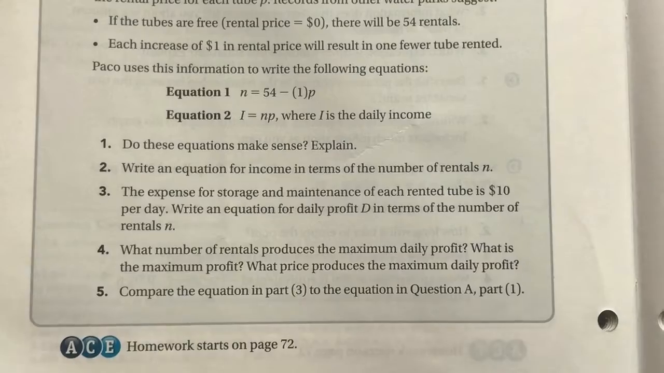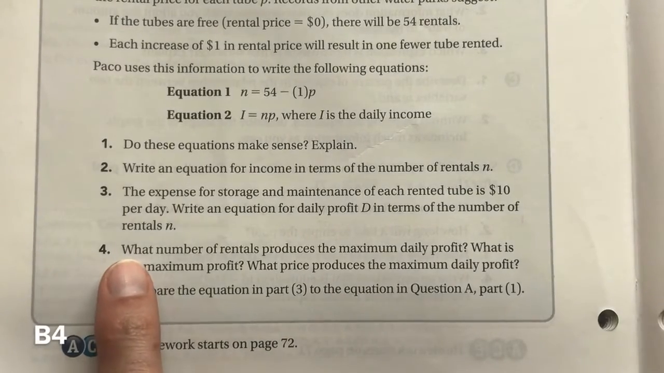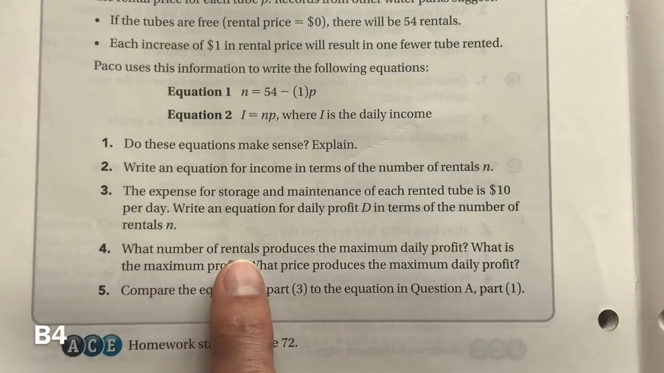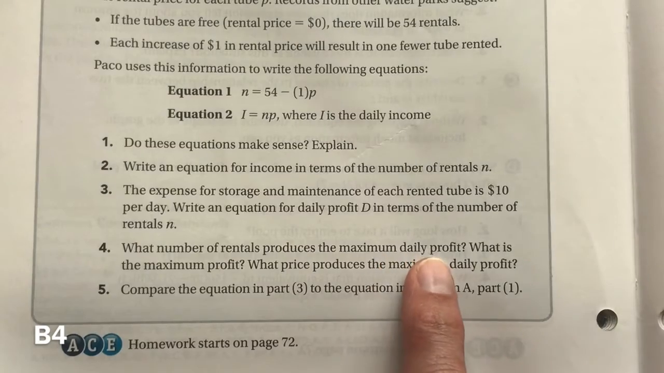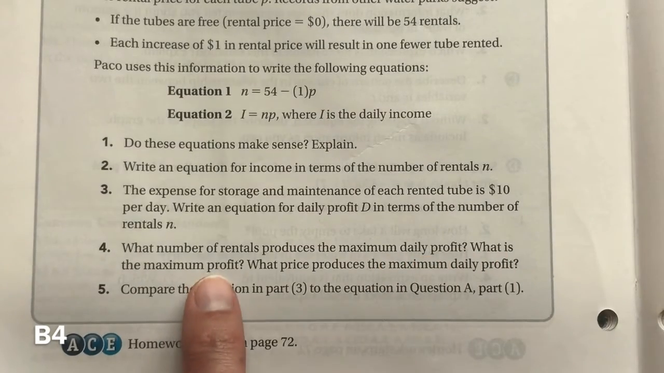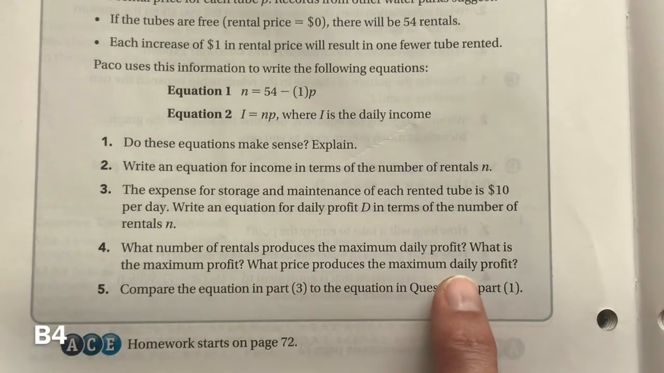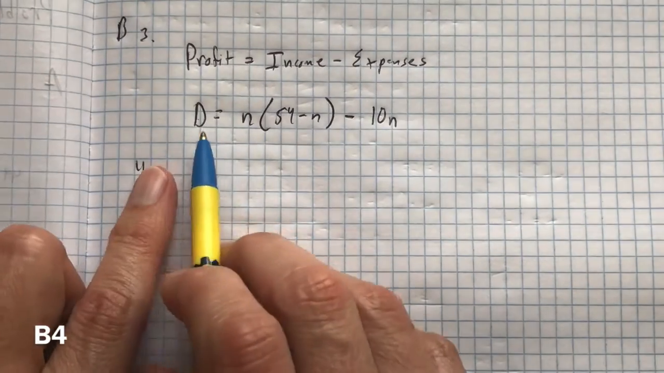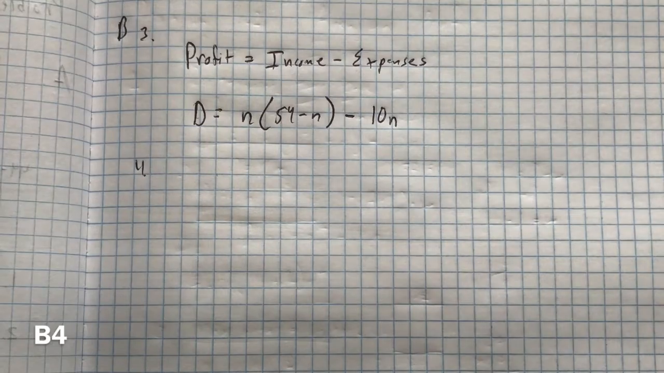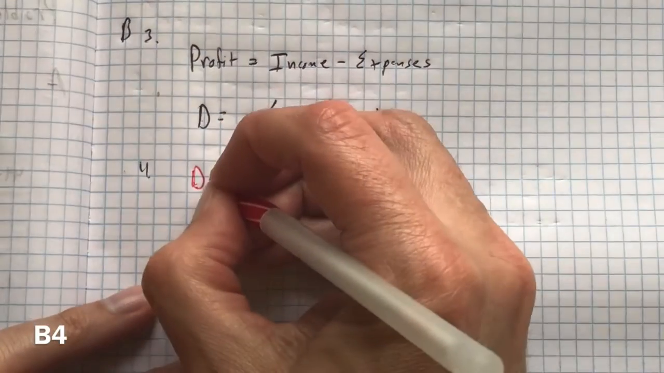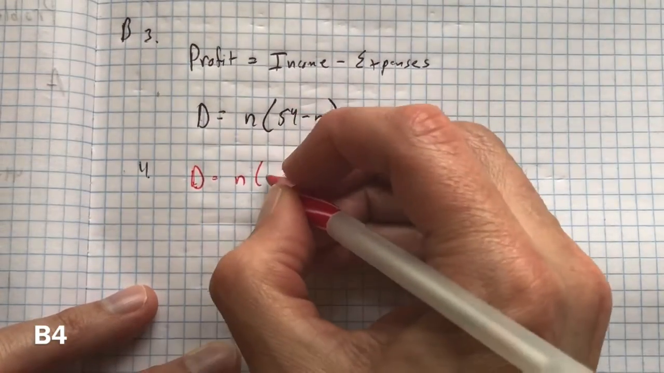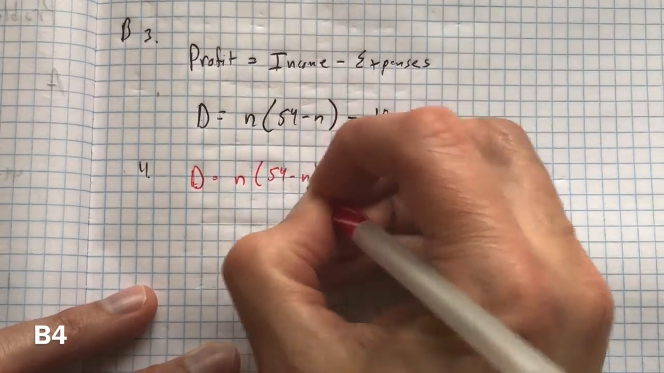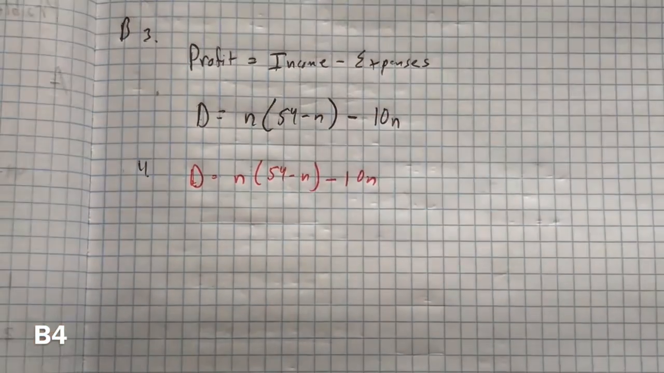All right, so part 4. What number of rentals produces the maximum daily profit? What is the maximum profit? What price produces the maximum daily profit? Okay, so first thing we need to do is work through this equation. I'm going to rewrite it and simplify it to get all those parentheses out of there and get this into a form that we can work with.